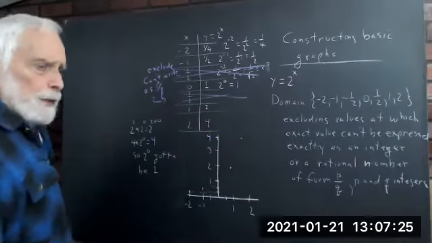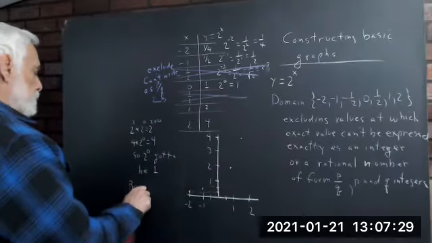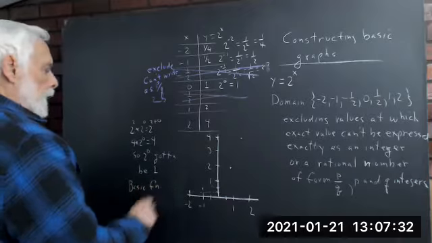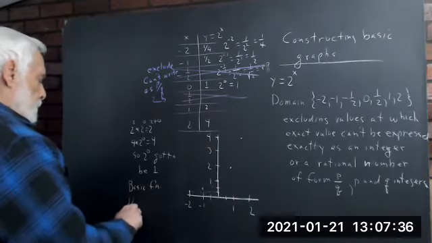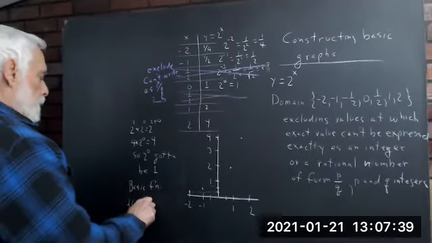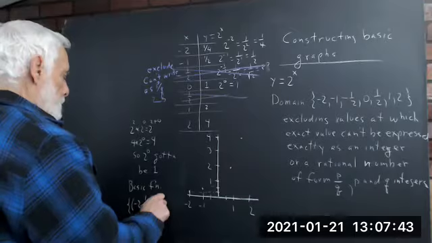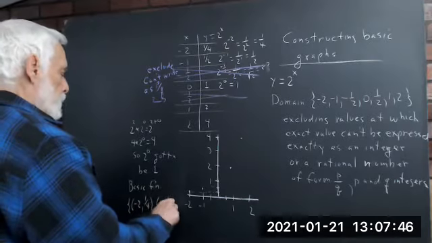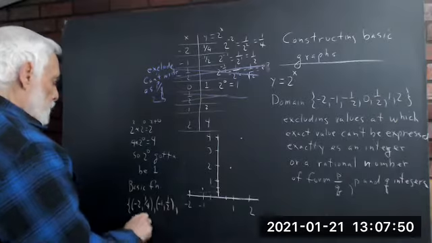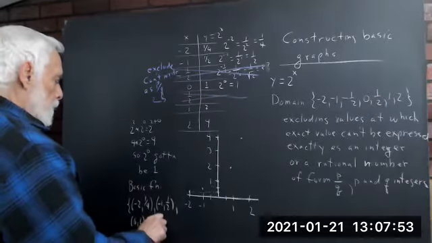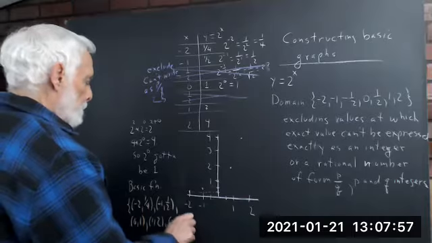Now, the basic function can be written as a set of ordered pairs. It's the set consisting of the points -2, 1/4, -1, 1/2, 0, 1, 1, 2, and 2, 4.